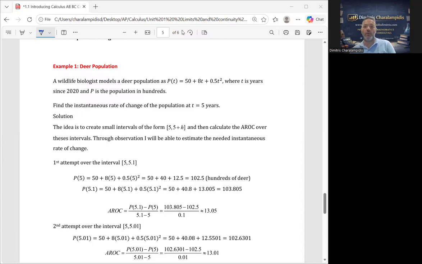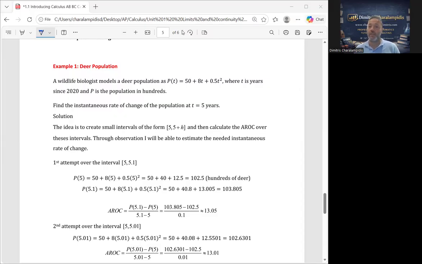A wildlife biologist models a deer population as P(t) = 50 + 8t + 0.5t², where t is years since 2020 and P is the population in hundreds. Let's find the instantaneous rate of change of the population at t = 5 years.